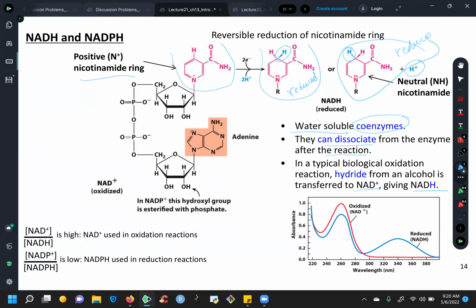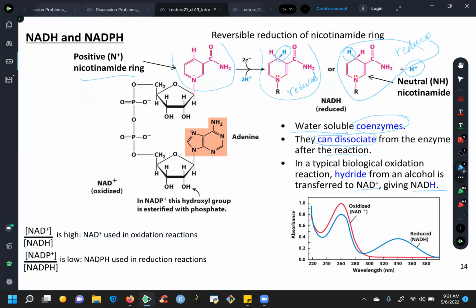So these guys are like little Ubers. They're free to go and pick things up and travel throughout the whole city or maybe even the whole state. They are just free to travel, and they're water soluble. So we call this dissociation. They can dissociate from the enzyme after the reaction.